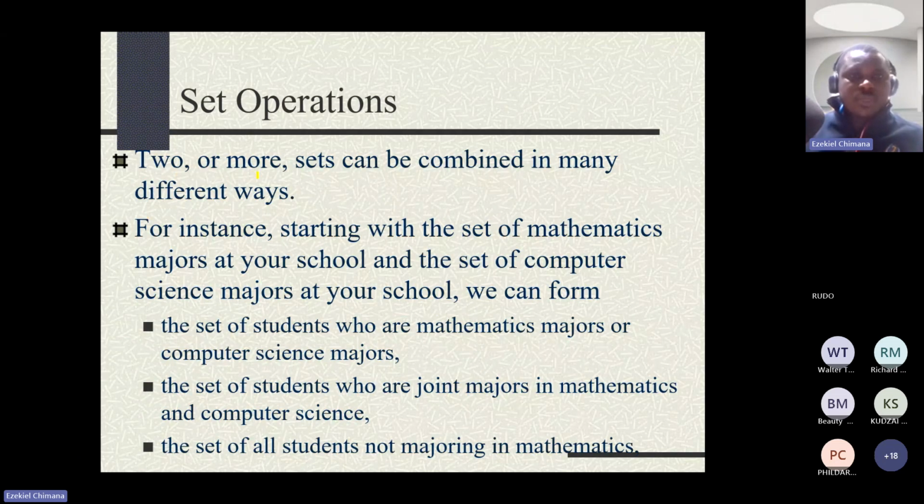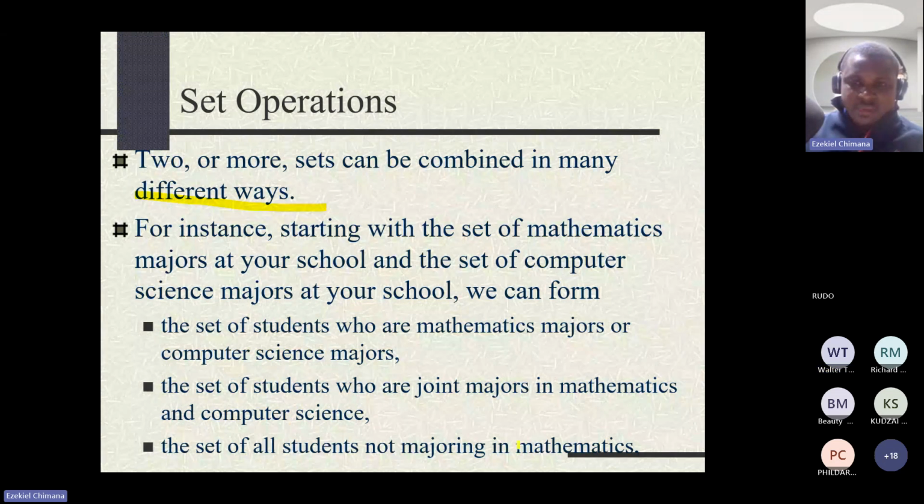So 2 or more sets can be combined in many different ways. Let's look at set operations. So for instance, starting with the set of mathematics majors at your school and the set of computer science majors at your school, we can form the set of students who are mathematics majors as well as computer science majors, or the set of students who are joint majors in mathematics and computer science, or the set of all students not majoring in mathematics.